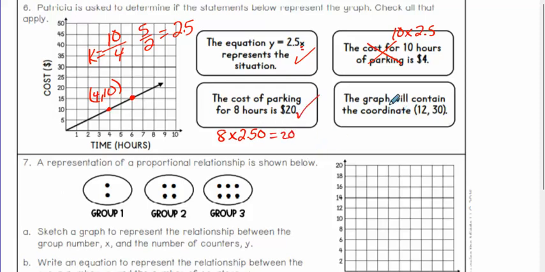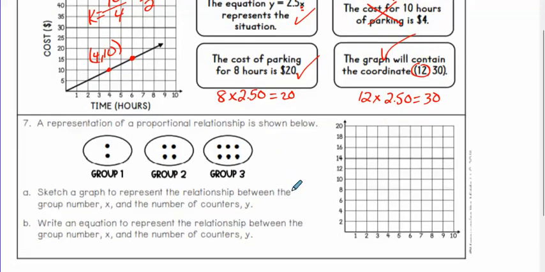And the graph will contain the point 12, 30. Well, if this again is my x value, I would multiply 12 times 2.5. Yes, that does equal 30. So that one is true as well. Okay, last one. Sketch a graph to represent the relationship between those three. Okay, I'm going to sketch my graph and come back.